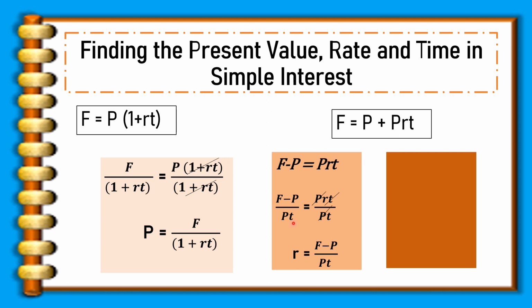For time, same procedure with this one. F minus P equals PRT. But this time, we will divide both sides by PR. So PRT divided by PR is equivalent to T equals F minus P over PR. The first formula is for finding the present value in simple interest. Second formula is for finding the rate in simple interest. And the third formula is used for finding time in simple interest.